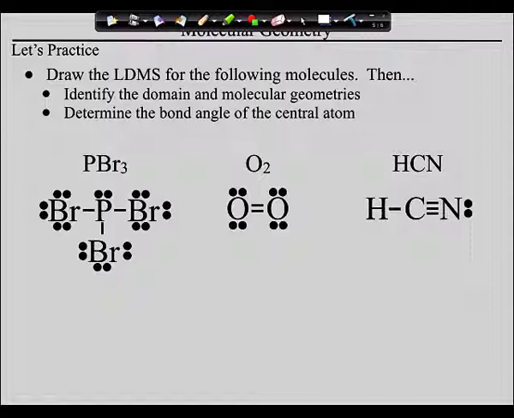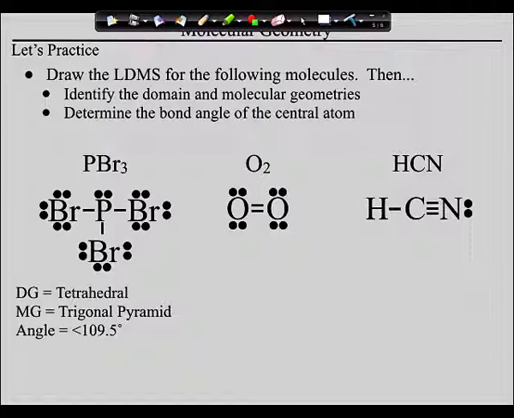So here's how you do it. Guys, take a look at the phosphorus. How many domains are on the phosphorus? 4. So what is the domain geometry if it's 4? Tetrahedral. And so what that means then, guys, is that places you in this top table, right? Now, how many of those domains are bonding domains? 3. So, if 3 of the domains are bonding domains, what's the molecular geometry? Trigonal pyramid, and the angle is less than 109.5.